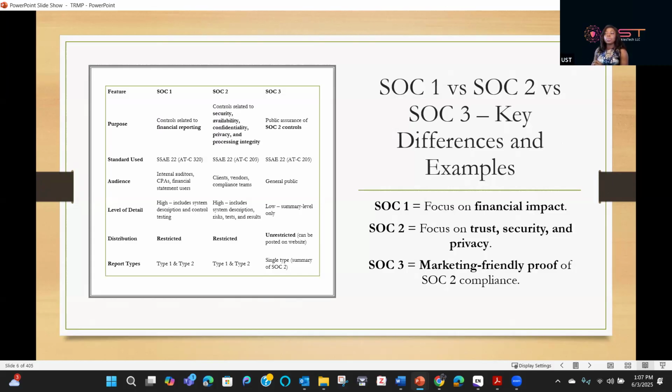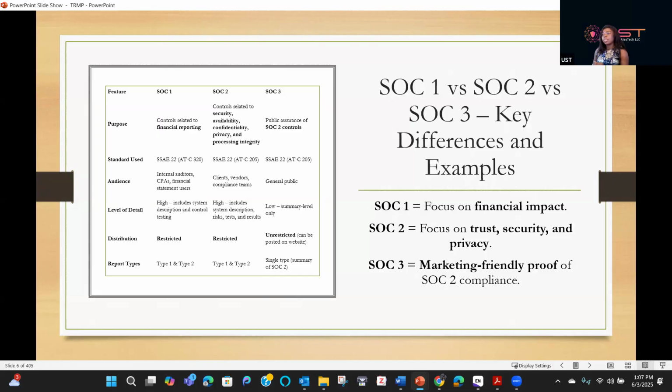What of the shared use? We have that SSAE 18, and we have the different principles that apply to that. What of audience? You have internal auditors, CPAs, financial statement users. And then for SOC 2, the audience actually talks of clients, vendors, compliance team. And then SOC 3 is just for the general public.